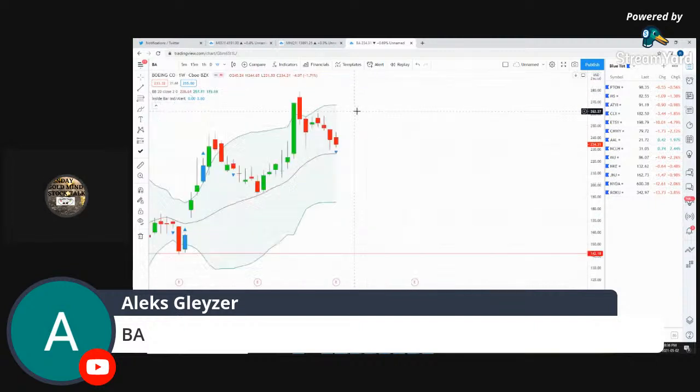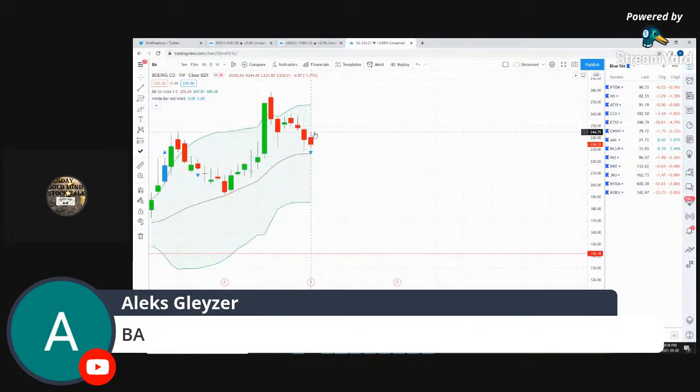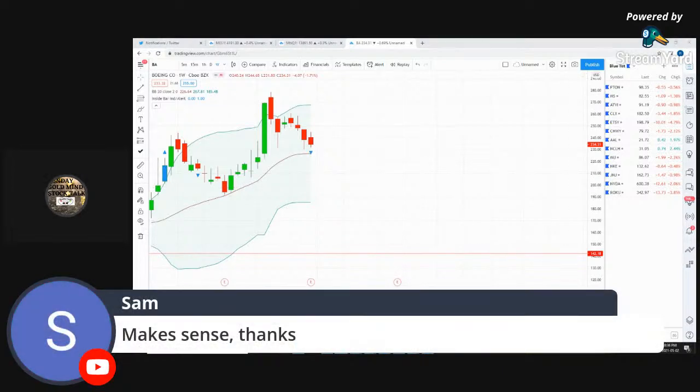Yeah, Boeing, look at that inside bar right there sitting on the 20 EMA. We'll bracket this baby up to the upside, bracket this baby to the downside. Keep it extremely simple. Sam says, makes sense.